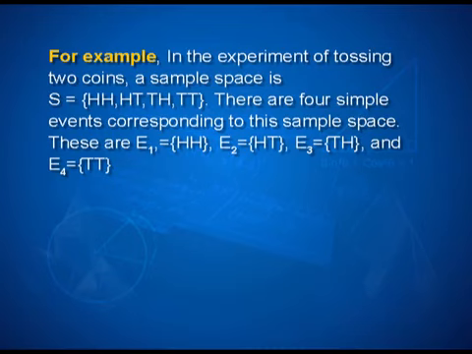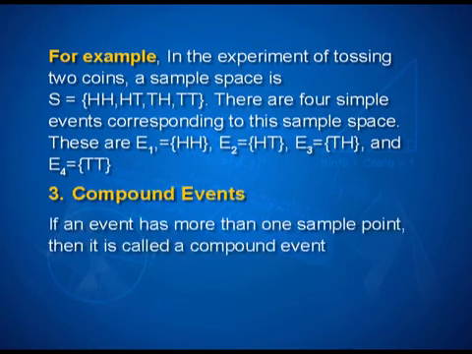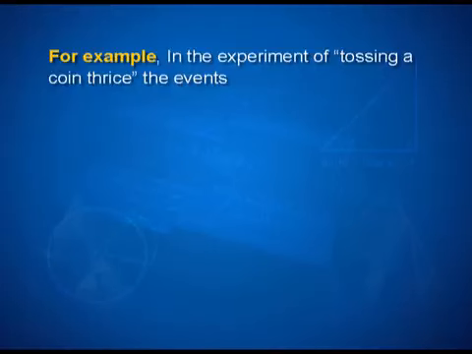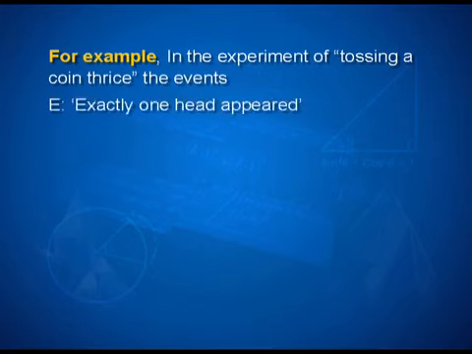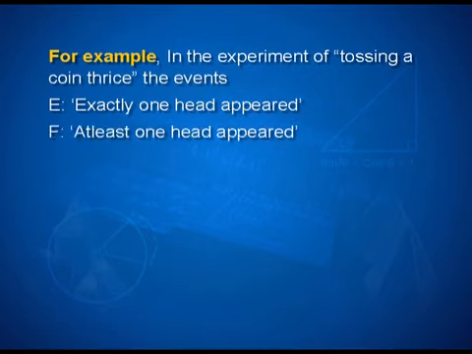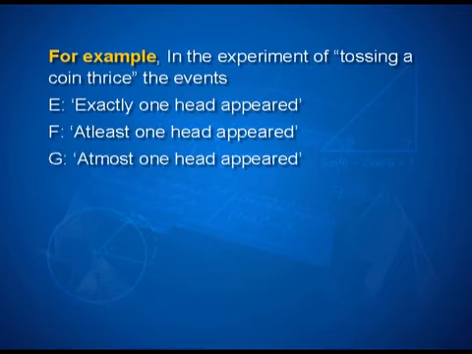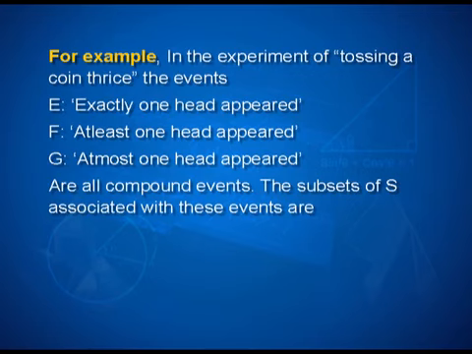Now, let us see what we mean by a compound event. If an event has more than one sample point, then it is called a compound event. For example, in the experiment of tossing a coin thrice, the events E, exactly one head appeared, F, at least one head appeared, G, at most one head appeared, etc., are all compound events.